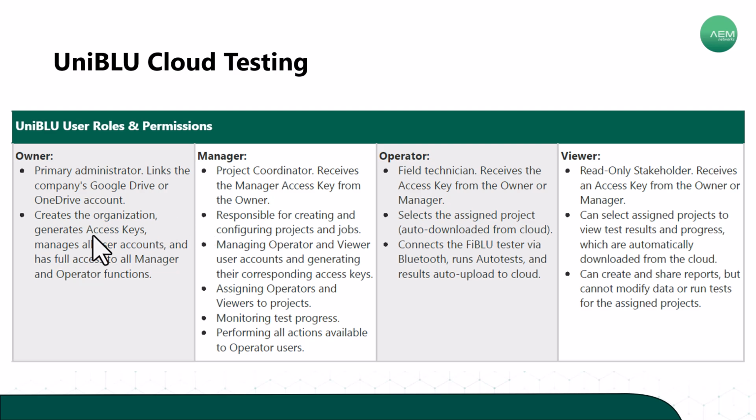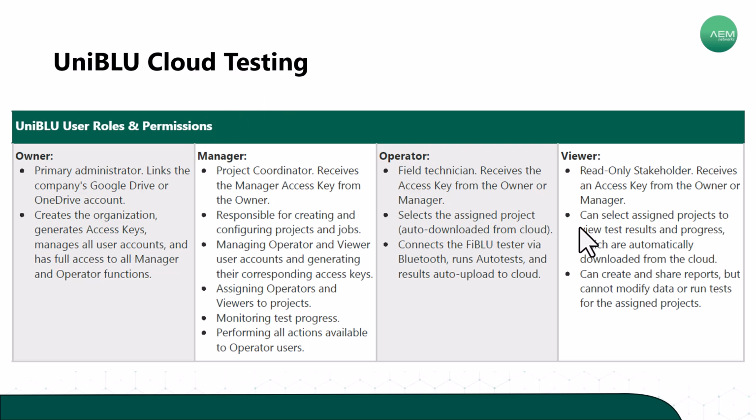When you are logged in to the UniBLU app as the owner, you are the primary administrator. You have access to all the functionality. You can run tests, create projects, create access keys for other users. So let's look at the additional user types briefly, and then we'll go over how to set these up.